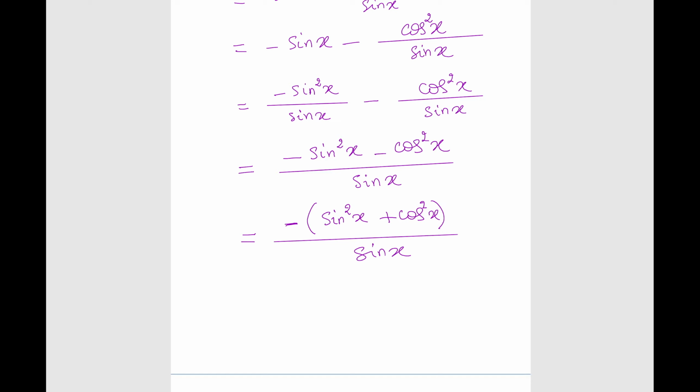And what's this property? It's the Pythagorean identity. Sine squared of x plus cosine squared of the same x is 1. So this whole thing is 1. So this whole thing then, as we expected, is equal to minus 1 over sine x, which is equal to minus the 1 over sine x, which is cosecant of x, as wanted to show.